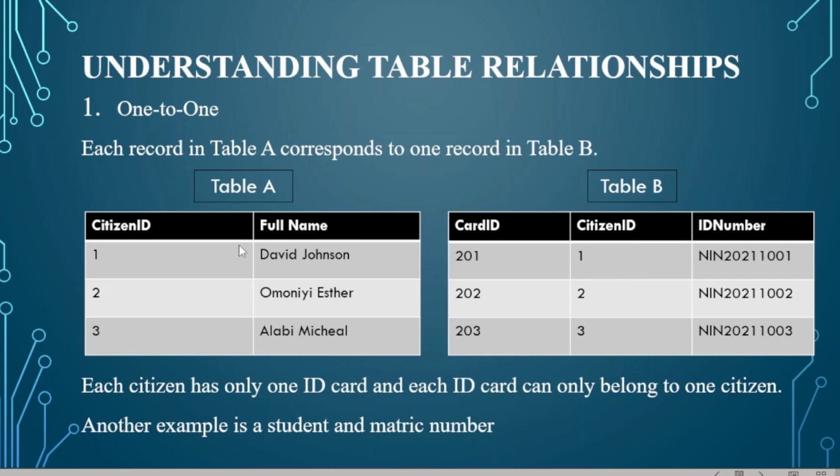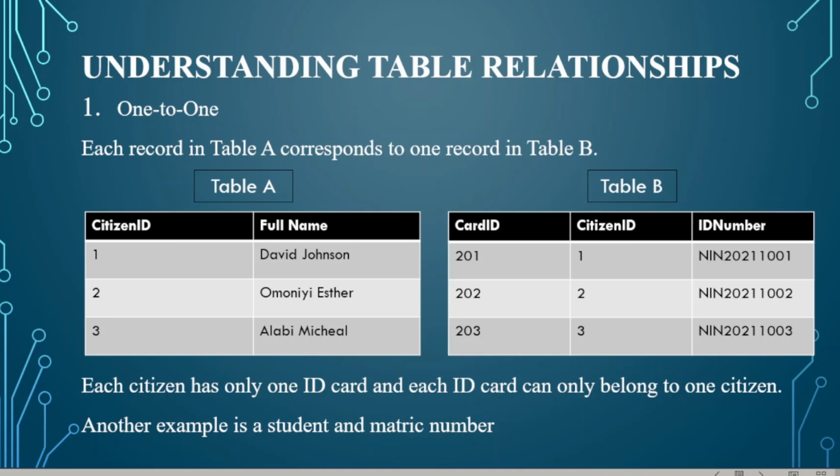No citizen in table A is repeated twice in table B because each citizen only has one ID number. No citizen is permitted to have two ID numbers because that's like a unique identifier. So this is a perfect example of a one-to-one table relationship, where each record in a table corresponds to one record in the other table.